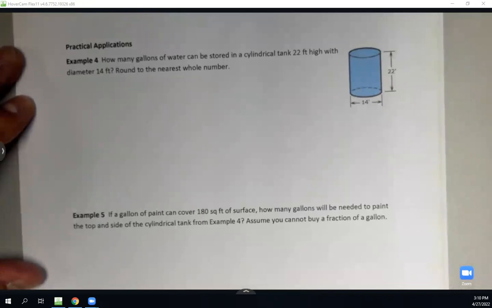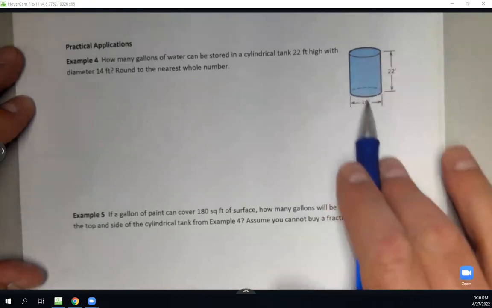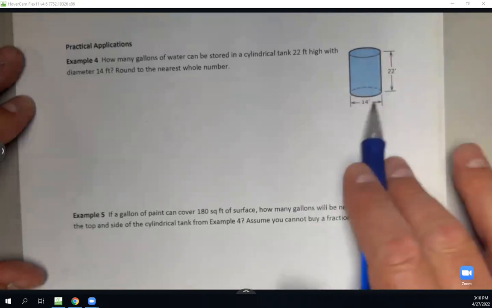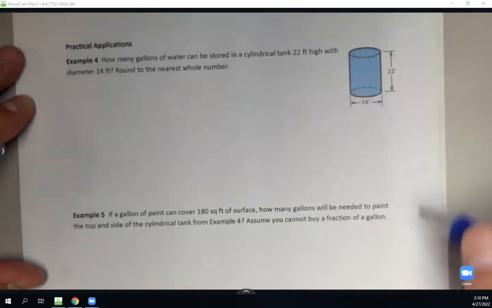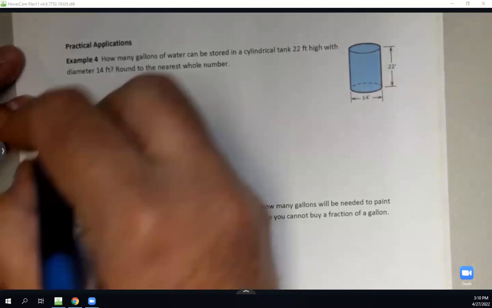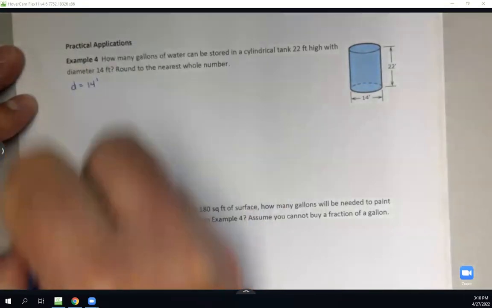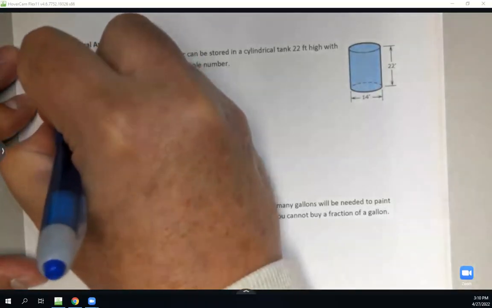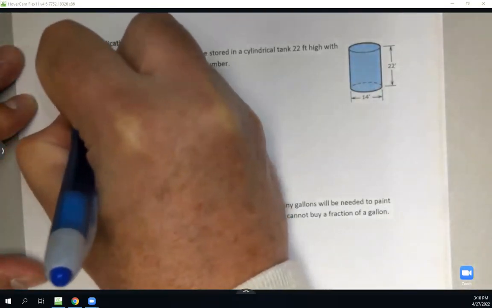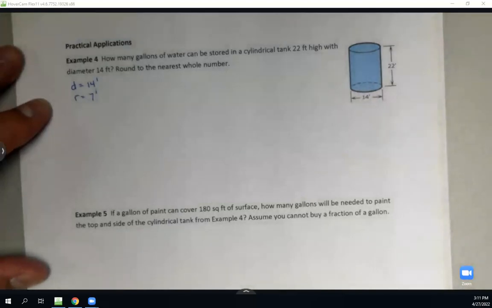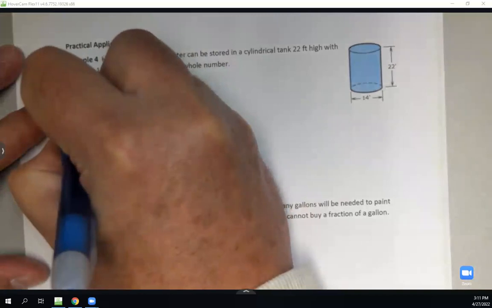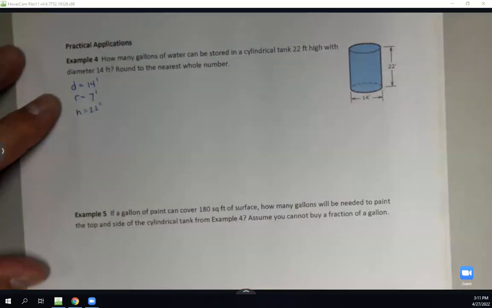So in order to find the volume, I need to know the area of the base, so the area of the circle, and I need to know the height, okay? So what I know right now is that the diameter of the circle is 14 feet. So that means that the radius of the circle is 7 feet, and I can use that to find the area of the circle. I also know that the height is 22 feet.